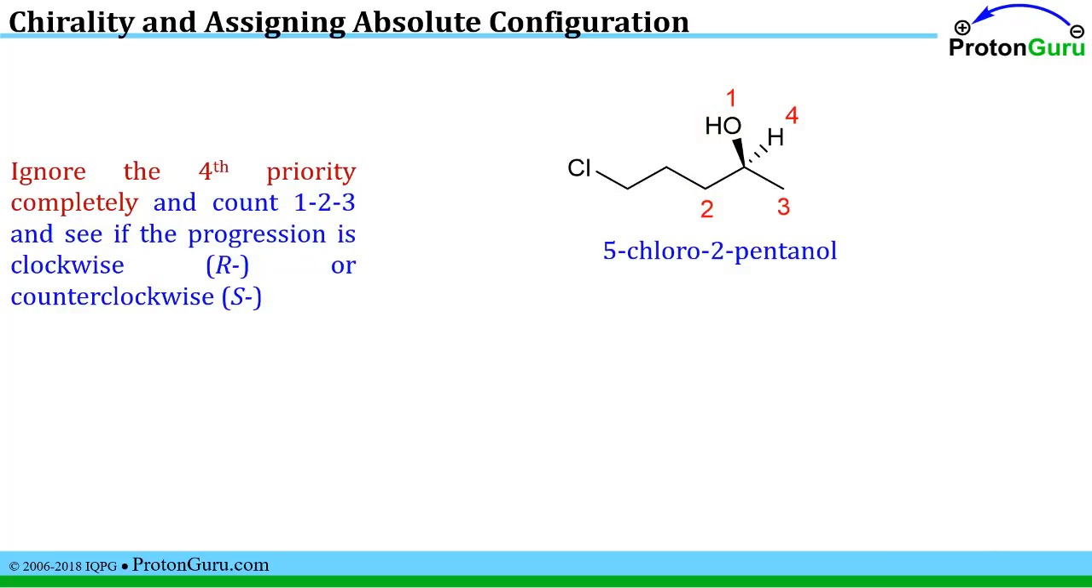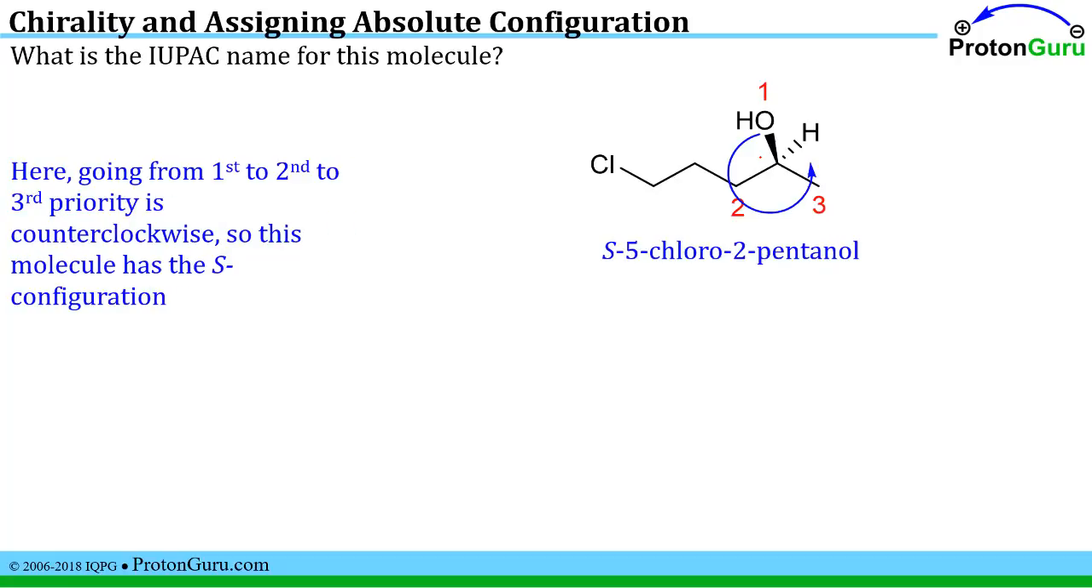A really important point here is that you've got to ignore that fourth priority completely. You can even scribble that out. You only count the progression from 1 to 2 to 3. You don't care where that fourth priority group is pointing with respect to those. So you go 1 to 2 to 3. That's a counterclockwise.